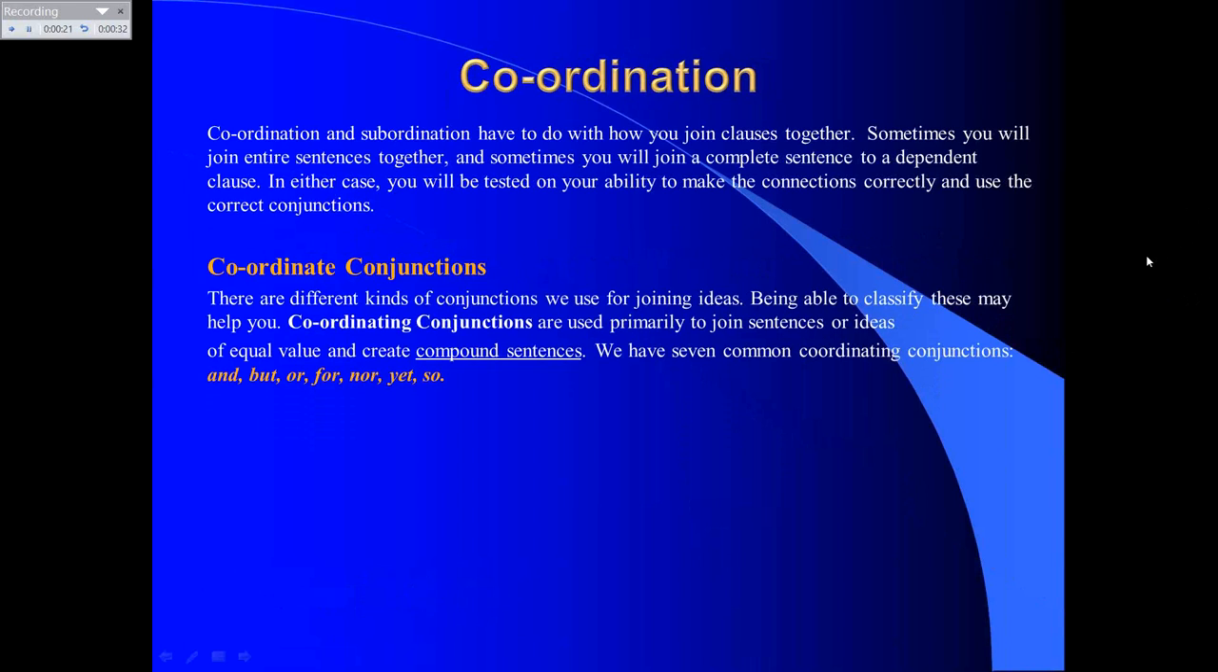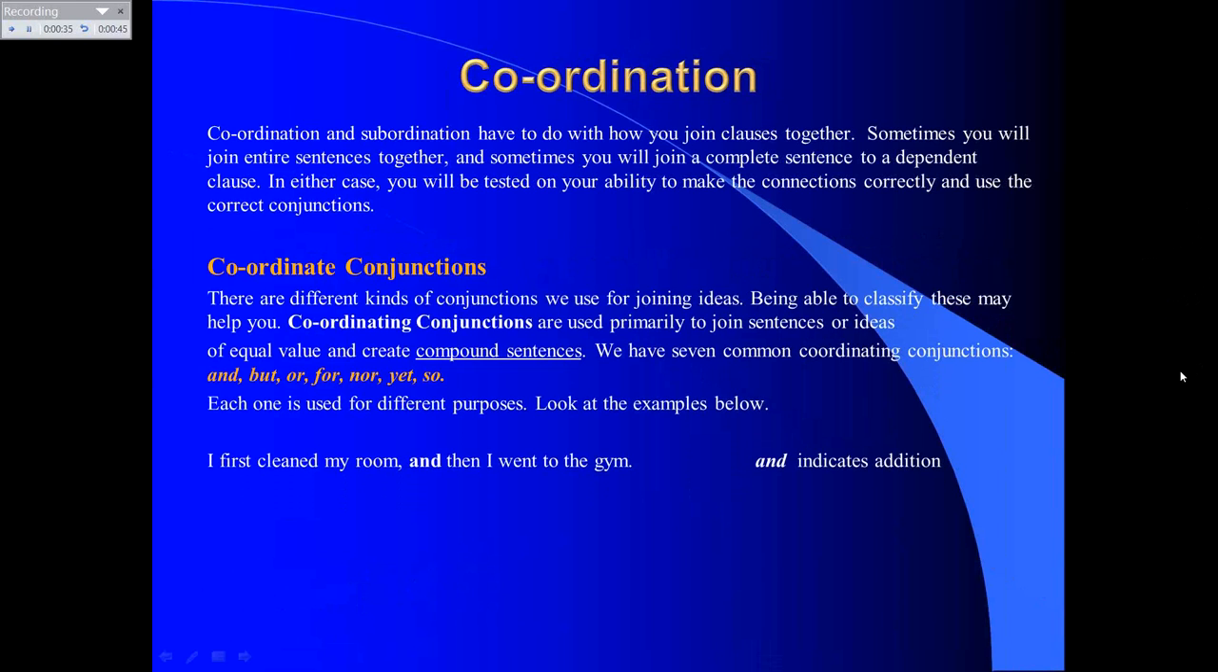Now, these you already know. There are 7 words, and I think most of you call them fanboys, and they are and, but, or, for, nor, yet, and so. These coordinating conjunctions are used primarily to join sentences or ideas of equal value and to create compound sentences. And again, we have looked at this extensively with our punctuation. But each one of these conjunctions is used for different purposes. So let's look at these examples.